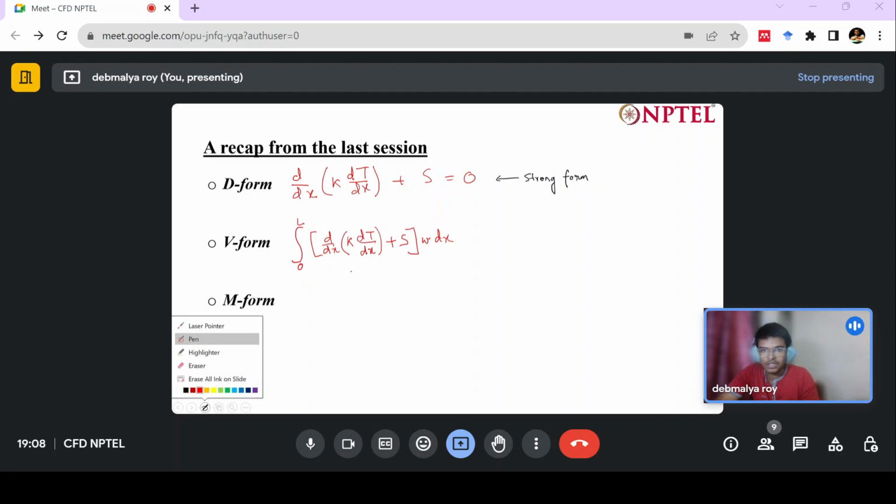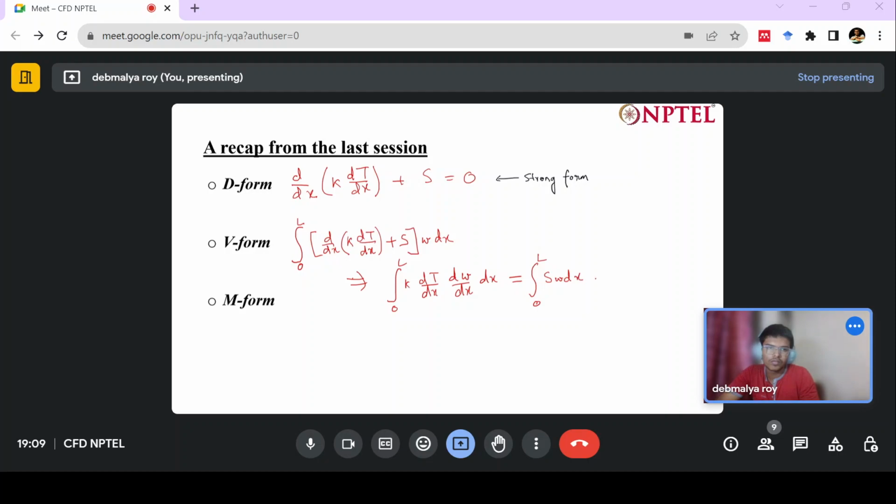Not exactly this. If we simplify this a little bit, we do some integration by parts operations, and then if we write it down, we will get this kind of a form, plus there will be some other boundary terms. We discussed this in our last session.